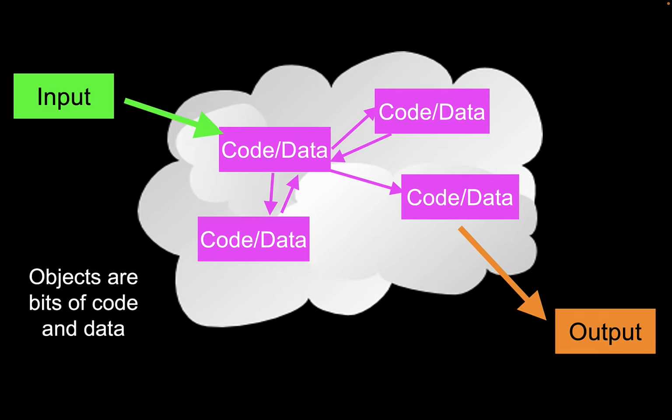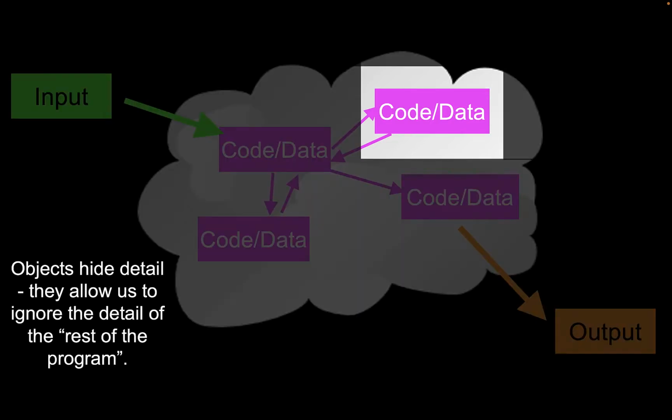Now, we said objects are bits of code and data. And that's one of the really promising aspects of them, and was pretty revolutionary when object-oriented programming came along and I learned about it. Okay, so objects hide the detail. They allow us to ignore the detail of the rest of the program.